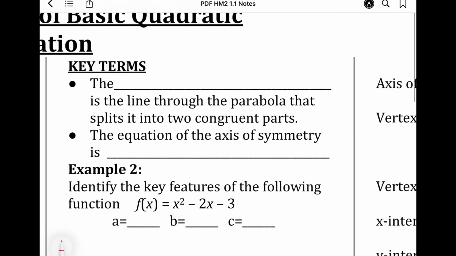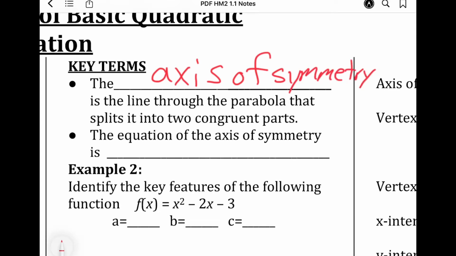So some more key terms. The axis of symmetry, or line of symmetry, is a line through the parabola that splits it into two congruent parts. The equation to find this line of symmetry is x equals negative b over 2a.